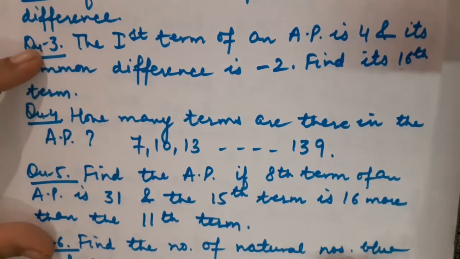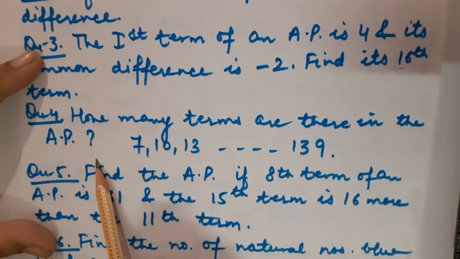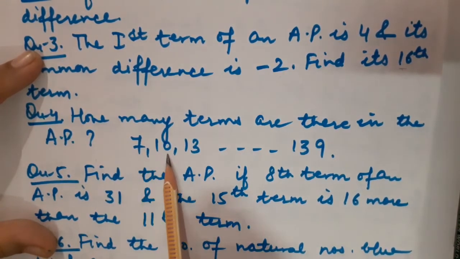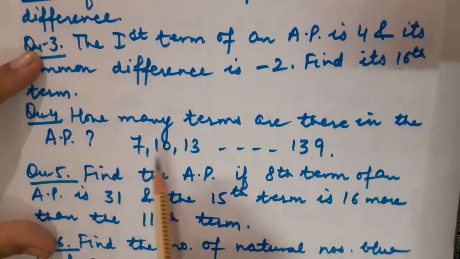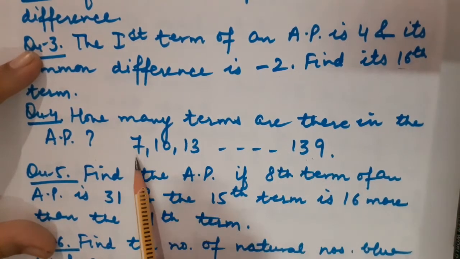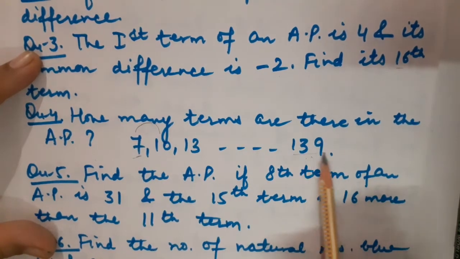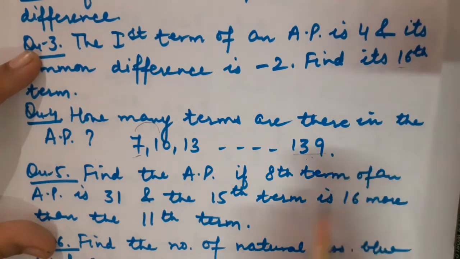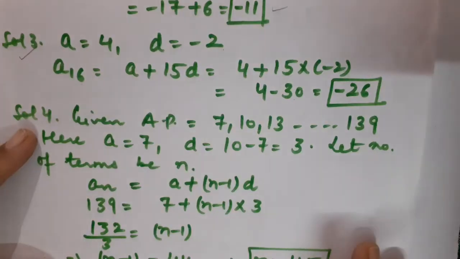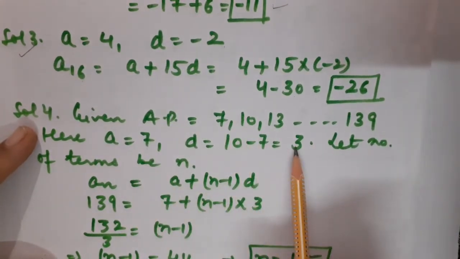Now in question number 4, we have to tell how many terms are there in the given series of the numbers, that is AP 7, 10, 13 and so on up to 139. So children, through this series you can easily judge that A is 7, D will be 10 minus 7, that is 3, and of course the nth term of this AP will be An is equal to 139. So here is the solution. From this series, I have told you what is A, what is D. As children, we have to tell that how many terms are there.